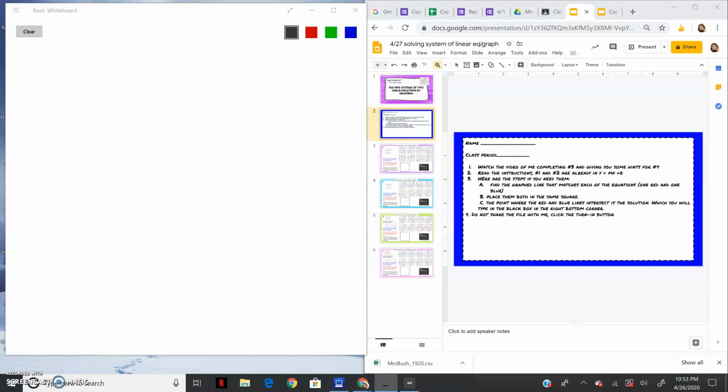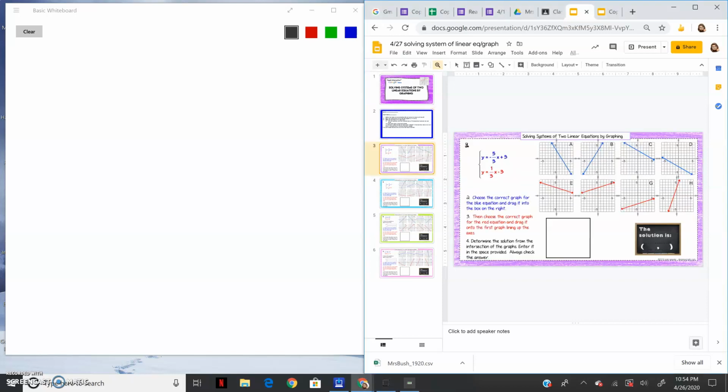So for your assignment today, all you're doing is, for this one that's already in y equals mx plus b, all you have to do is find which one is negative 5 over 3, so that means going down 5 and across 3, but starting at or passing through 0, 3. And then on the red, you're going to find going up 1 and over 3, starting at negative 3.